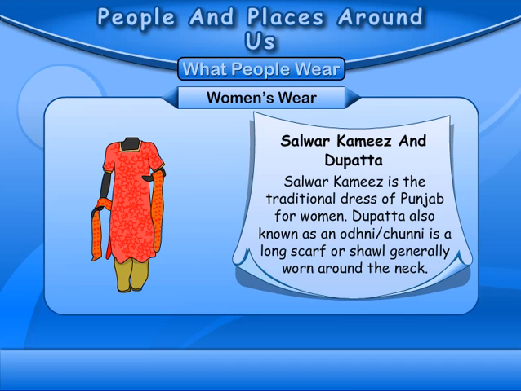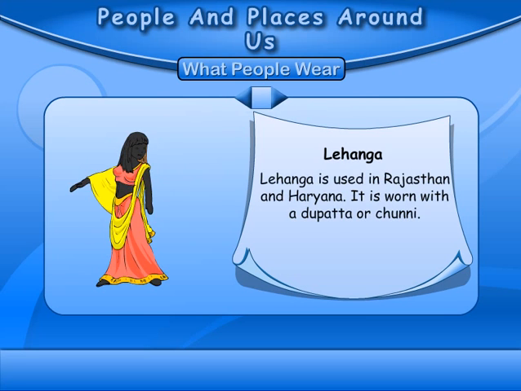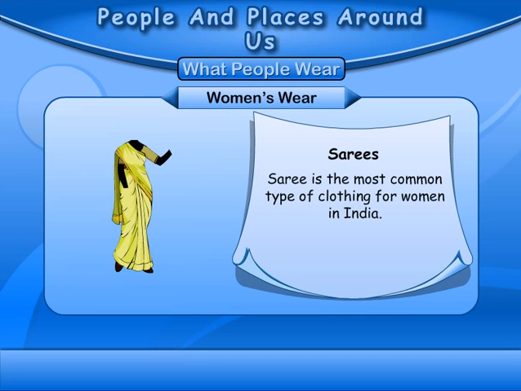Women's wear. Salwar kameez is the traditional dress of Punjab for women. Dupatta, also known as an odhni or chunni, is a long scarf or shawl generally worn around the neck. Firan is the traditional dress of Jammu and Kashmir for women. Lehenga is used in Rajasthan and Haryana. It is worn with a dupatta or chunni. Sari is the most common type of clothing for women in India.